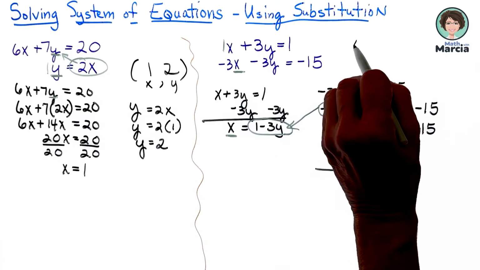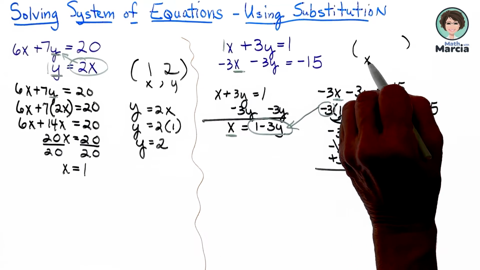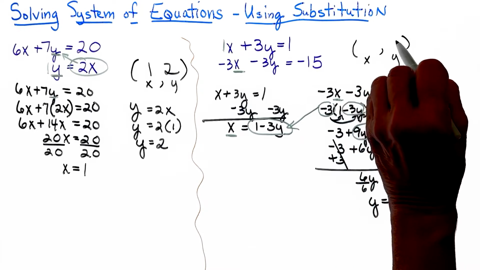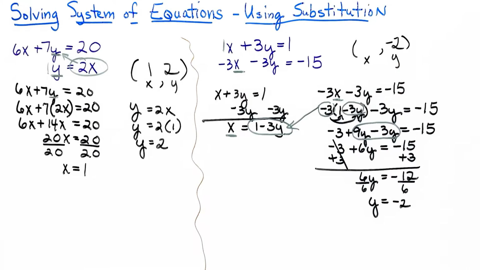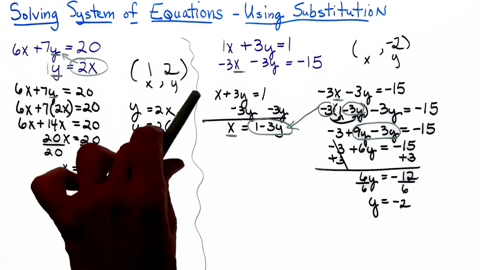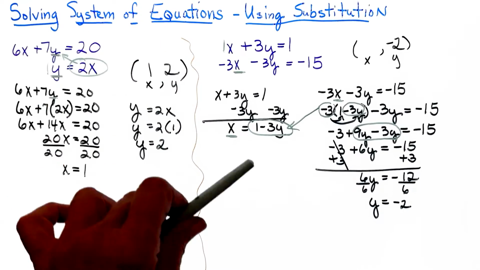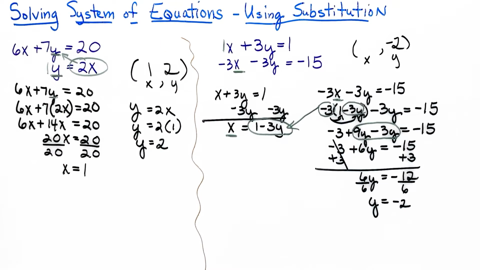Again, I like to go up and write my ordered pair, and I have this time my y is a negative 2. So now I need to find x. I can use either one of the original equations, but the first one seems so much easier to me.